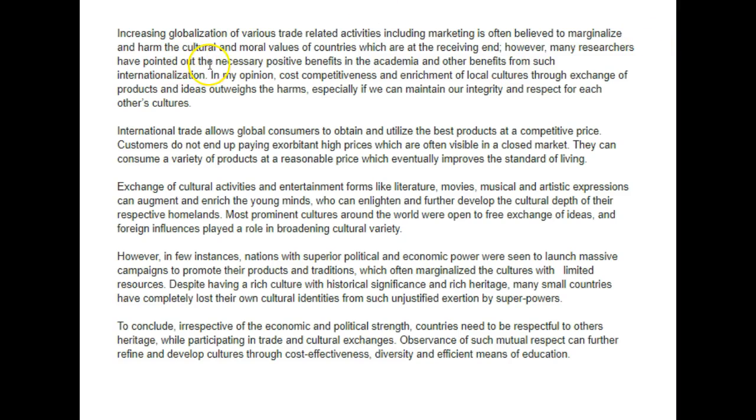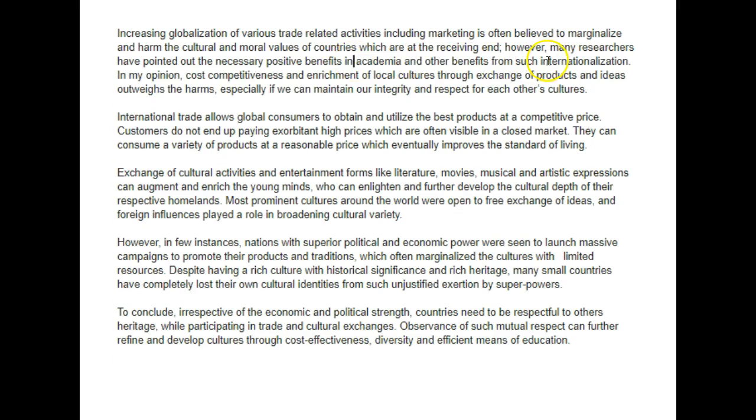"However, many researchers have pointed out the necessary positive benefits, I would say, in academia, and other benefits from such internationalization. In my opinion, cost competitiveness and enrichment of local cultures through exchange of products and ideas outweighs the harms, especially if we can maintain our integrity and respect for each other's cultures." Okay, but what we need here, we've covered culture, language, and ideas, sort of, but we need to tackle these topics more specifically.